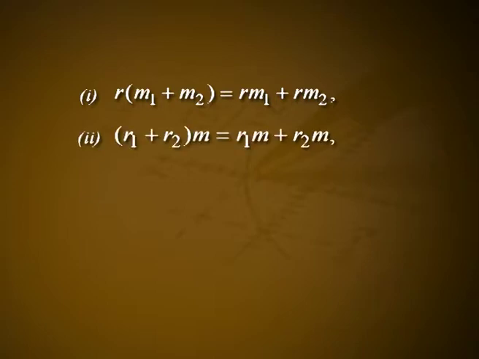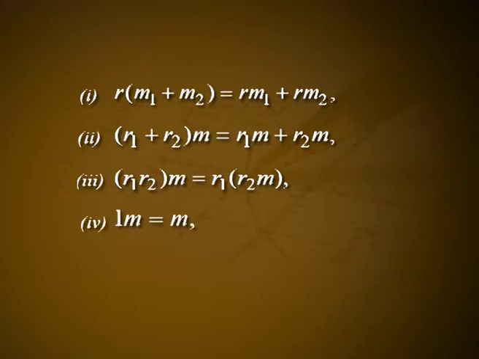Example 4. Z is the ring of integers. Let A be any additive abelian group. Then A is a left Z module because 1. r of (m1 plus m2) is equal to r m1 plus r m2. 2. (r1 plus r2) of m is equal to r1 m plus r2 m. 3. (r1 r2) of m is equal to r1 of r2 m. 4. 1 m is equal to m.